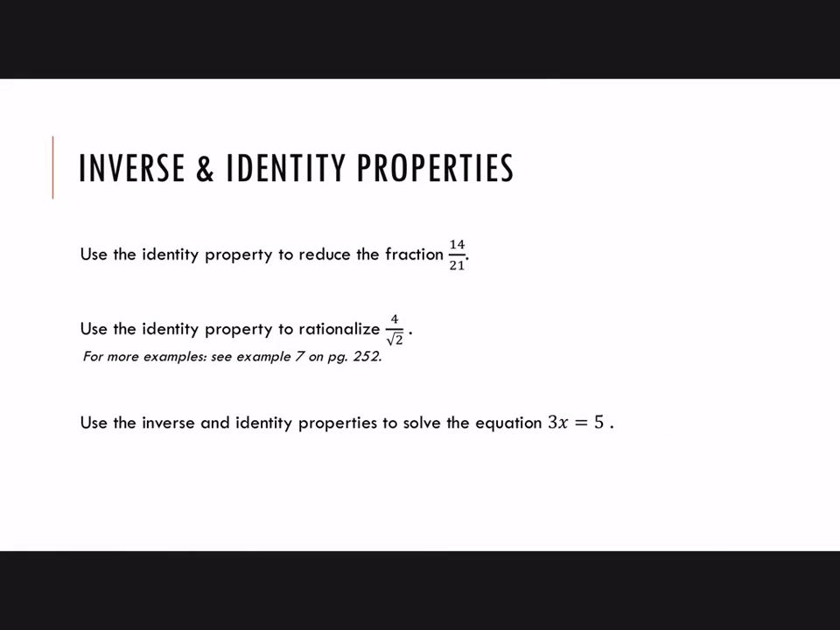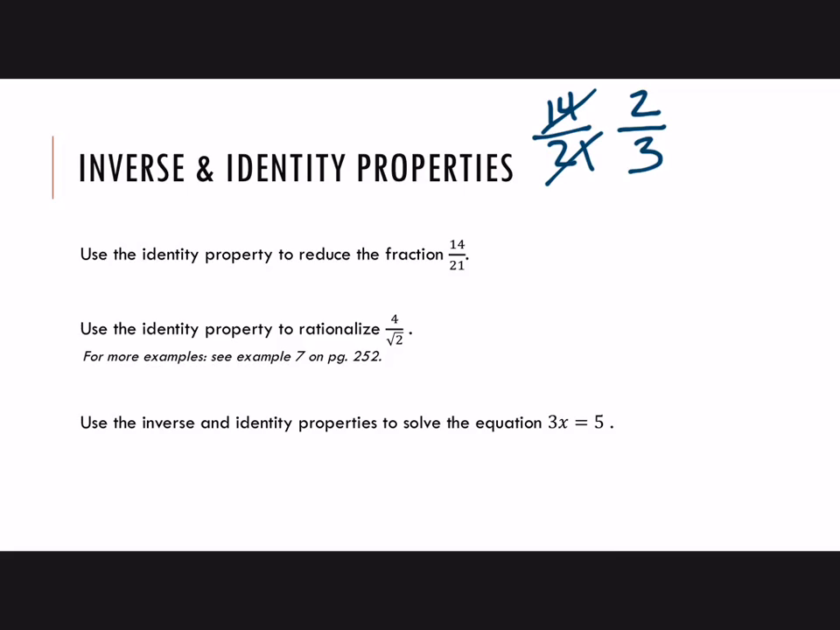Here are a couple different ways that we can use the inverse and identity properties. One use is to reduce fractions. So think about how you would reduce 14 over 21. You may notice that both of those have a factor of 7. So the shorthand way of writing this is just to cross these out, divide by 7, and then write what's left as a fraction.